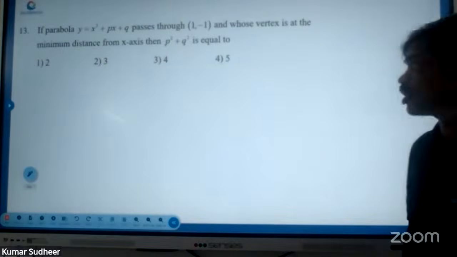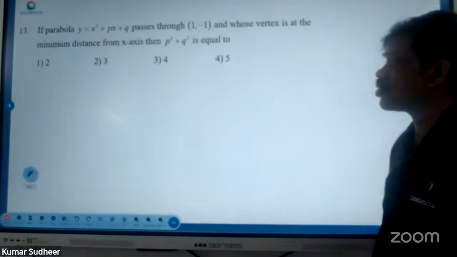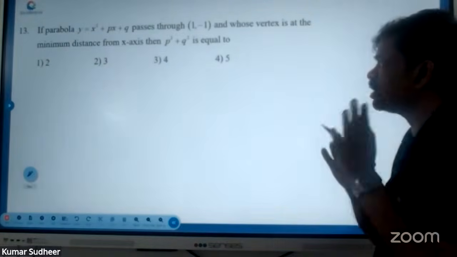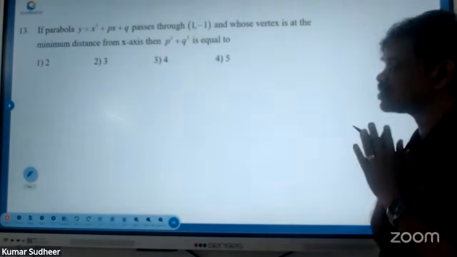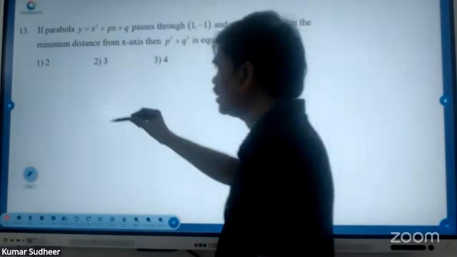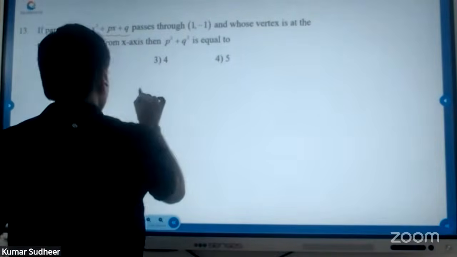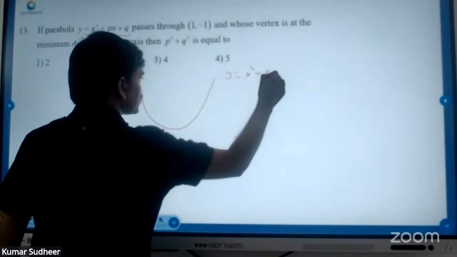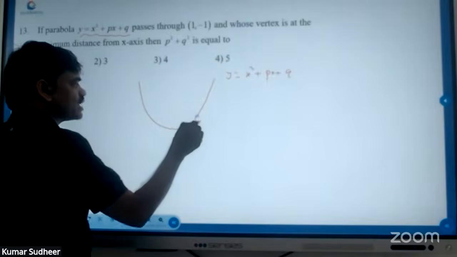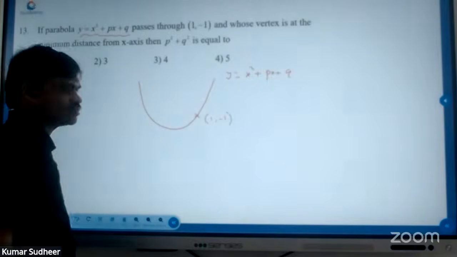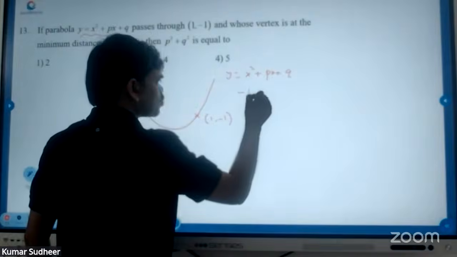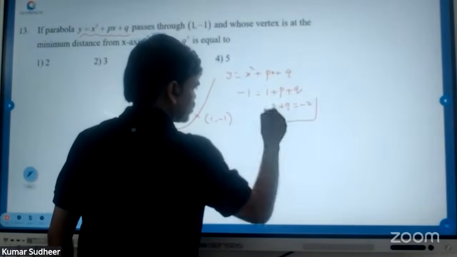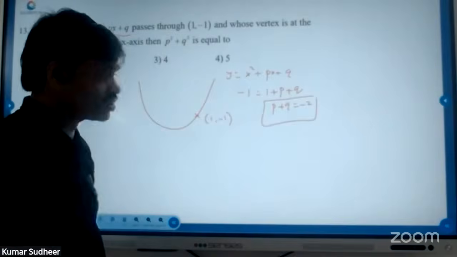That is from parabola. If the parabola y is equal to x squared plus px plus q passes through 1 comma minus 1 and whose vertex is at minimum distance from the x-axis, then what is the value of p squared plus q squared? Look at this. We have given y is equal to x squared plus px plus q. It is a parabola, and it passes through 1 comma minus 1. If it passes through 1 comma minus 1, I can write minus 1 is equal to 1 plus p plus q. That is p plus q is equal to minus 2, one equation, since we have to find the value of p and q.